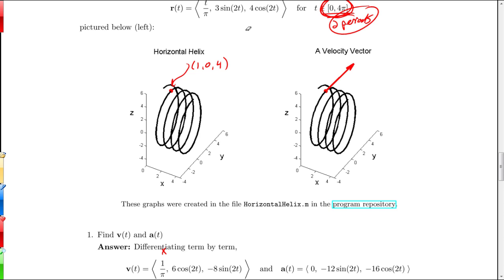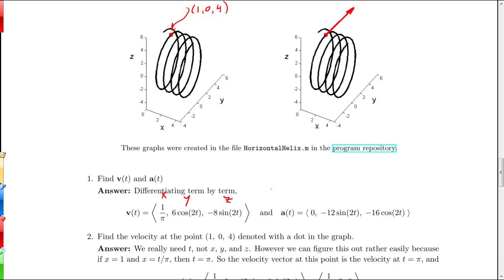Now let's take a look at the y component. If I differentiate this, I'm going to get 3 cosine 2t, but the chain rule is going to bring in that 2. I'm going to pull that out, and I'm going to get 6 cosine 2t. So that gives me my y component of the velocity vector. Likewise here, I'm going to wind up with negative sine 2t, but by the chain rule, I get a multiple of 2 out there, so I'm going to get negative 8 sine 2t. So that's my z, right?